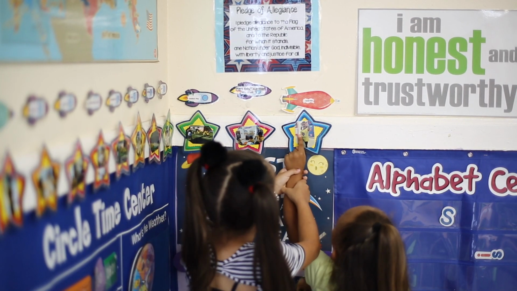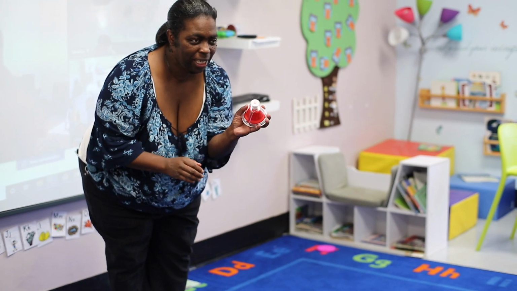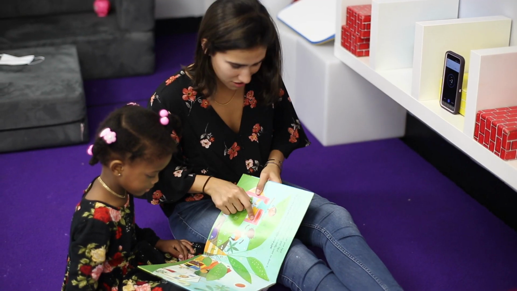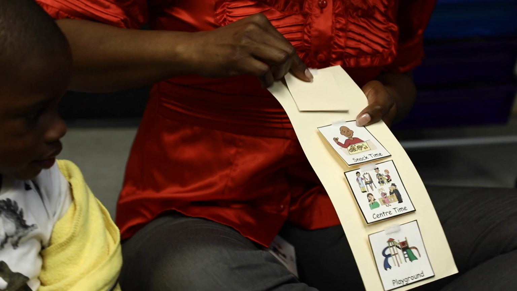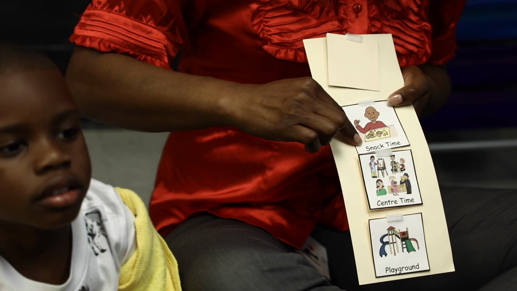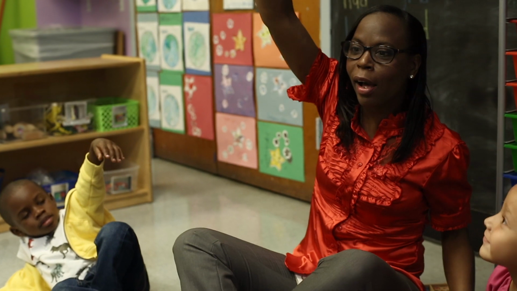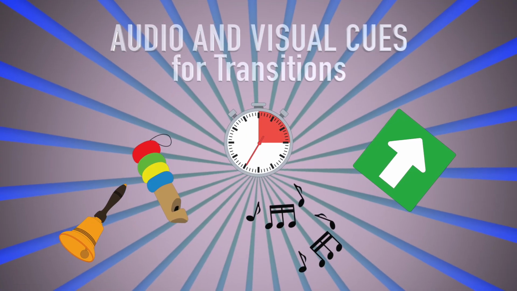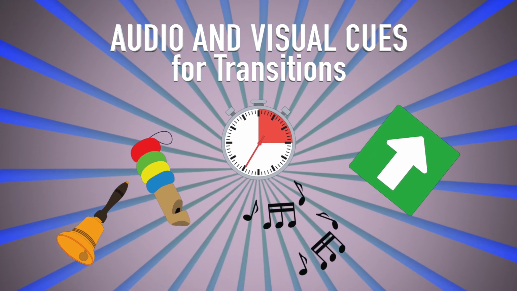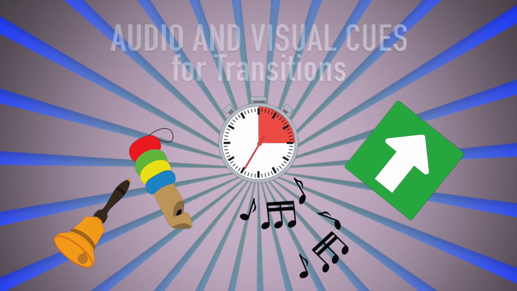Sometimes when a visual schedule is not enough, we like to employ audio and visual cues. These are additional reminders for the child of where he or she should be in the classroom. These cues include bells, whistles, songs, timers, arrows, and any other creative tool a teacher may come up with.